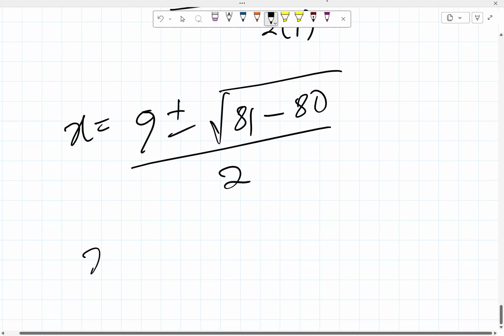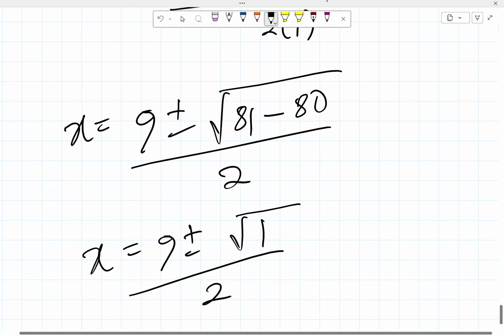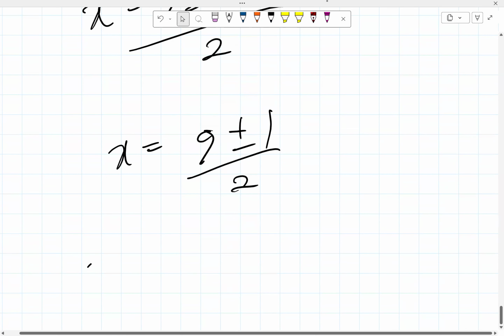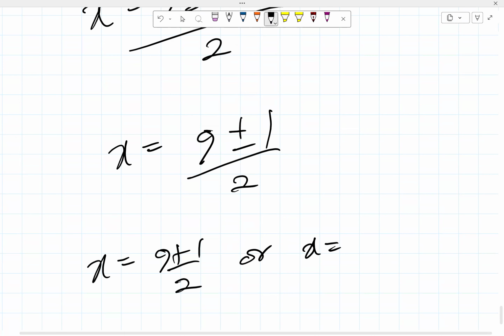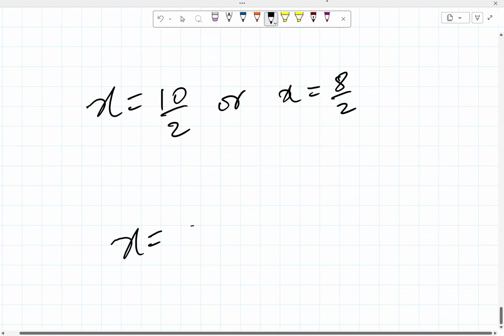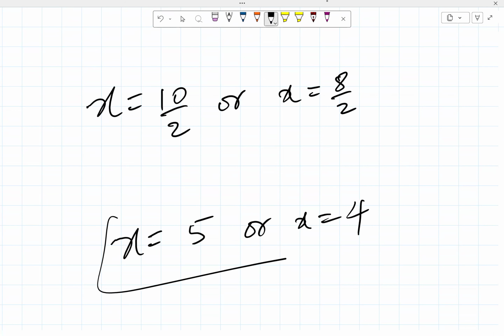So x now is equal to 9 plus or minus square root of 81 minus 80, that's 1, all over 2. So x is equal to 9 plus or minus square root of 1, which is 1, all over 2. Now we can have x is equal to 9 plus 1 over 2, or x is equal to 9 minus 1 all over 2. So x is equal to 10 over 2, or x is equal to 8 over 2. So that means x is equal to 5, or x is equal to 4. And that's all we have.